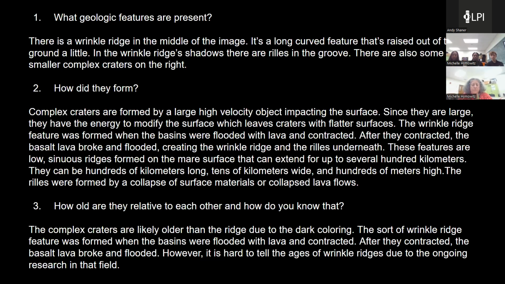And I learned that they can extend for up to several hundred kilometers. But I noticed that the scale on my image wasn't that great, and it was only a portion of the ridge that was shown, so it's hard to tell how long it could have been. The rills were formed by a collapse of surface materials or collapsed lava flows, or you can think of it as lava tubes. The difference between the wrinkle ridges and the rills is that when the lava contracted, it creates the actual ridge shape. Since the moon doesn't have tectonic plates, that's what creates the tectonic features on the moon. And then the rills are obviously formed by something collapsing.